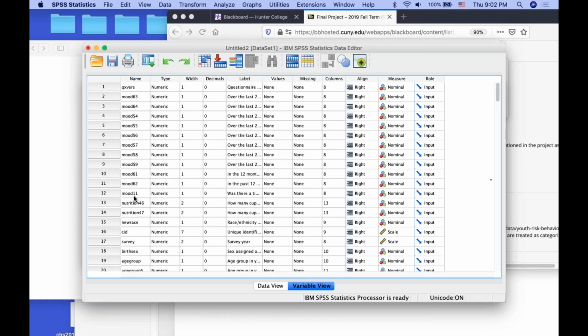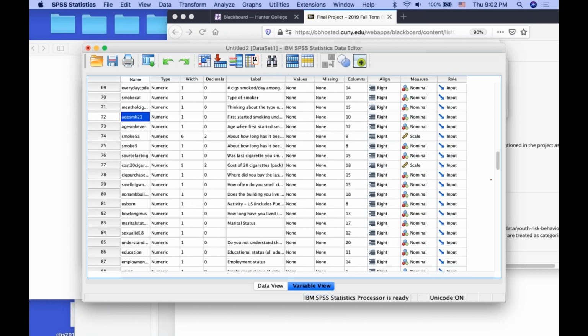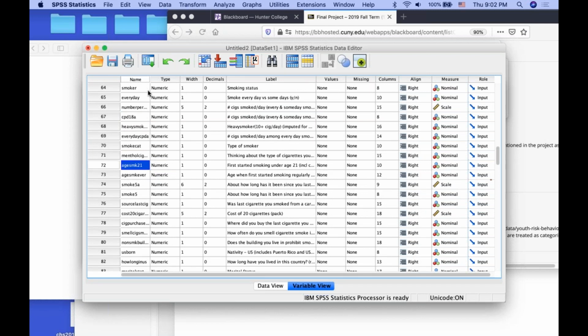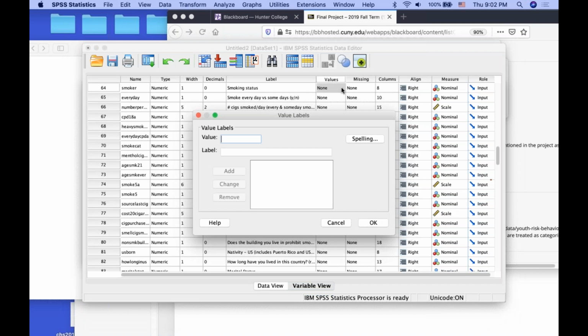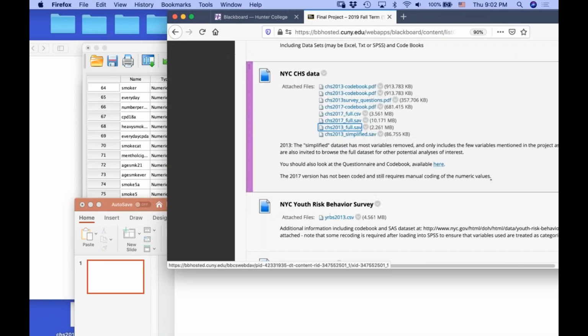Mood 63, smoke 5, smoke 5A, smoke cat, type of smoker, number of cigarettes smoked, smoker. Here's one: smoke every day versus someday. Smoking status, smoker, and the label is smoking status. But the only problem is that we don't have the values. We don't know what they represent, right? We don't know what smoker represented there. So we have to go to our code book. Remember that code book we were looking at for 2018?